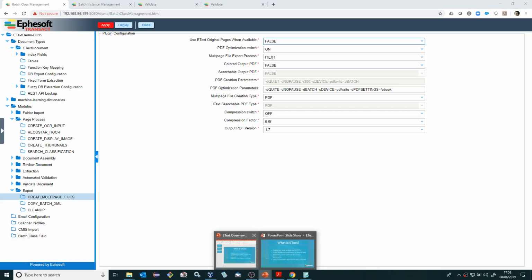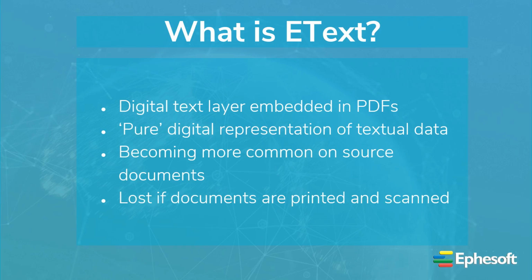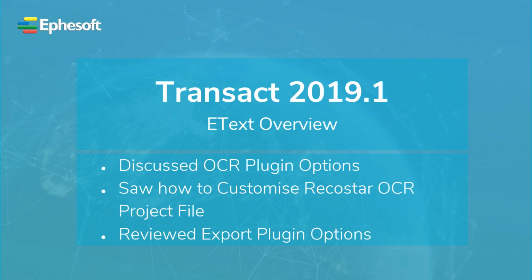And I think that about covers what I wanted to show you. So in this video, we talked about the different OCR plugin options that are available. We saw how we could customize the Recostar OCR project file, and we had a look at the new option that's available to us in the export plugin.